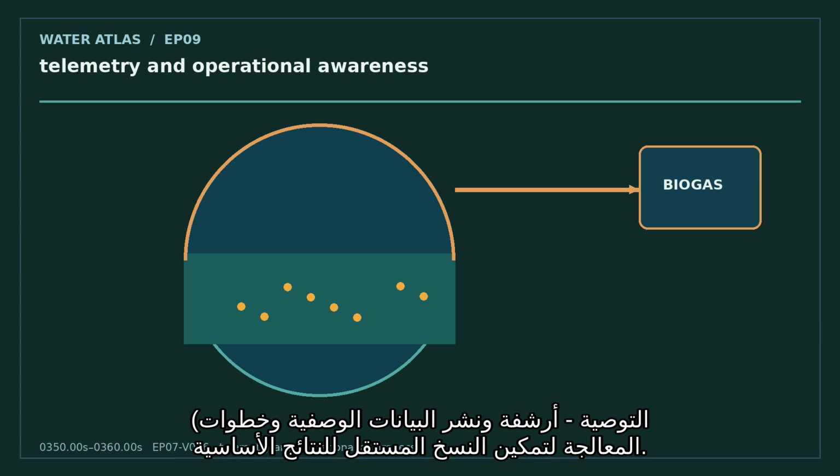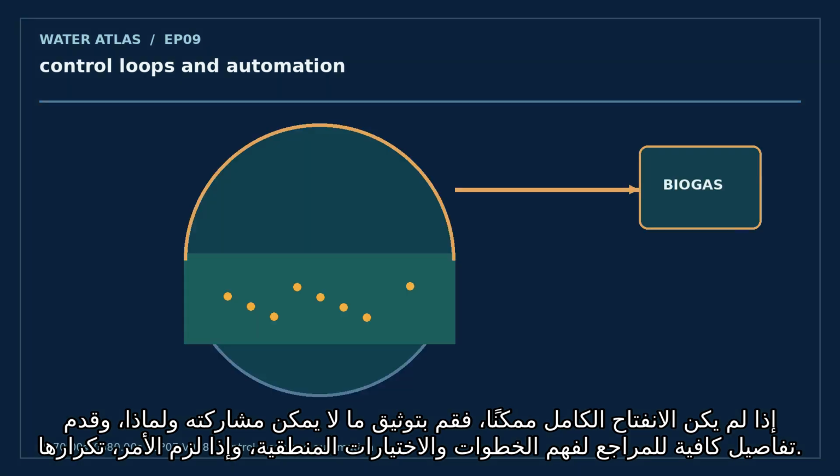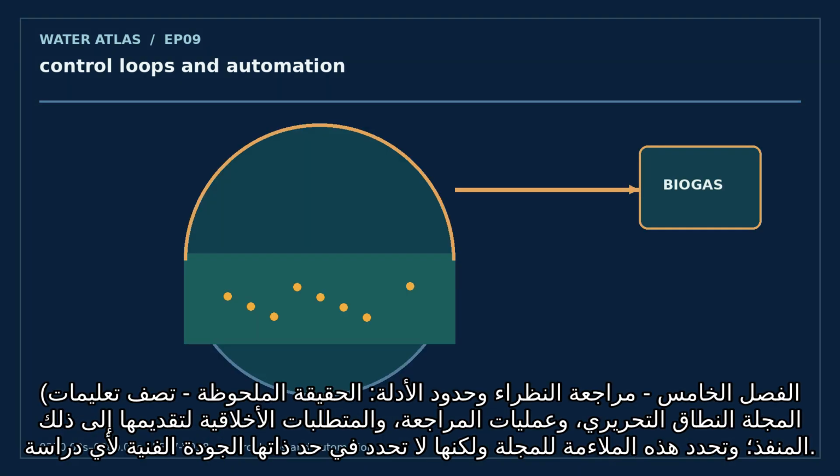Recommendation: archive and publish metadata and processing steps to enable independent reproduction of core results. If full openness is not possible, document what cannot be shared and why, and provide sufficient detail for a reviewer to understand and, if needed, replicate the logical steps and choices.